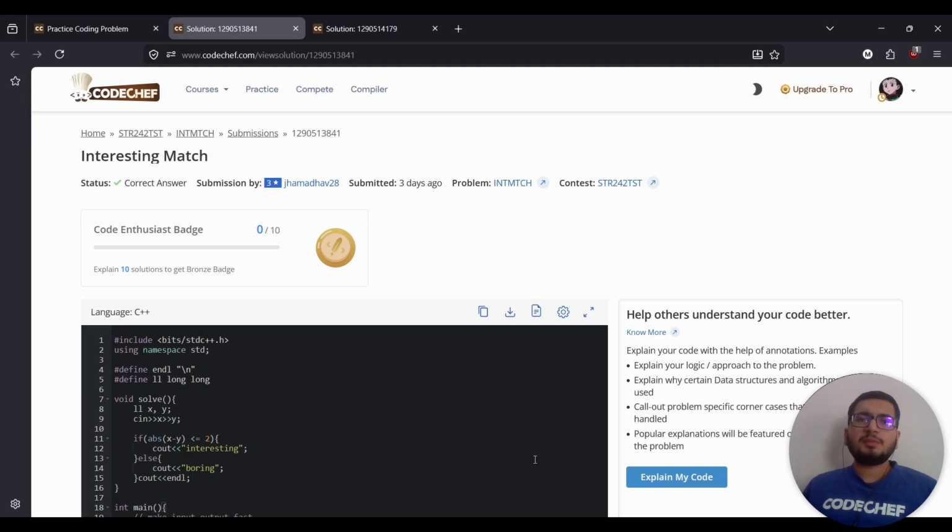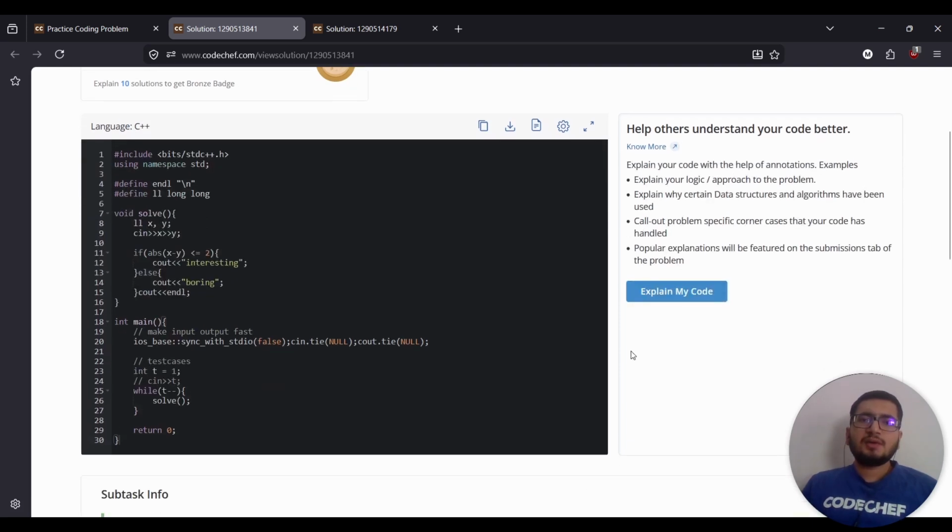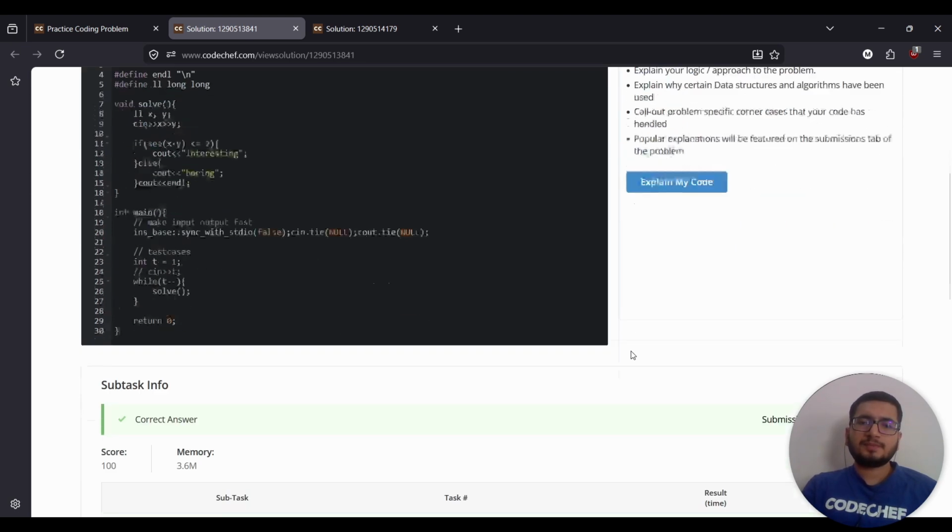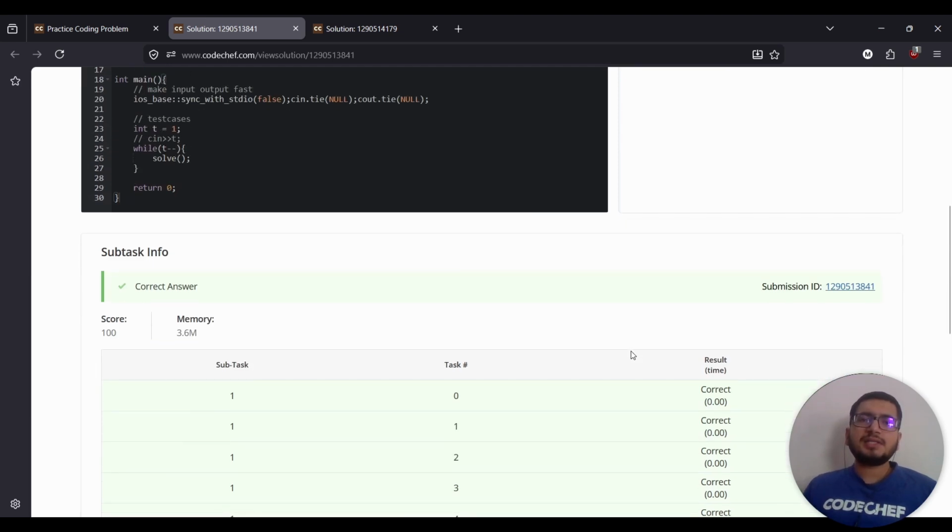Let's see how we can implement the solution in C++. For each test case, we have the input of X and Y. We simply check if their absolute difference is less than or equal to 2. If it is the case, we print interesting, otherwise we print boring. And as you can see, I have AC in my C++ implementation.